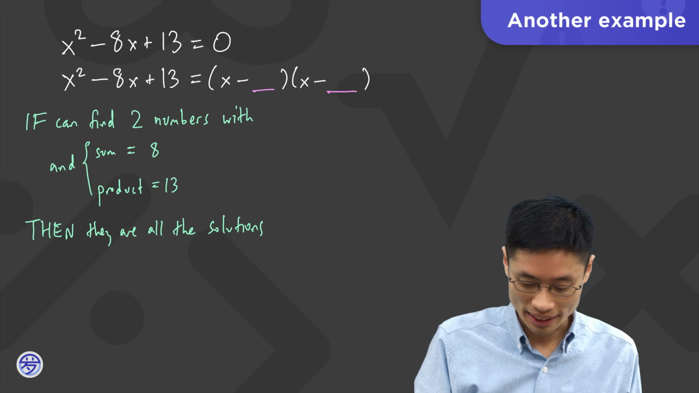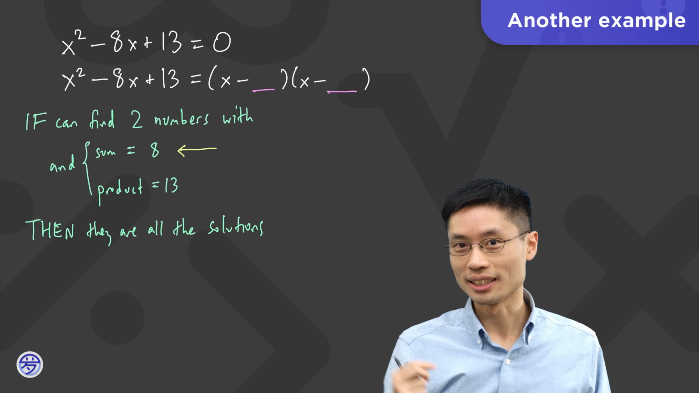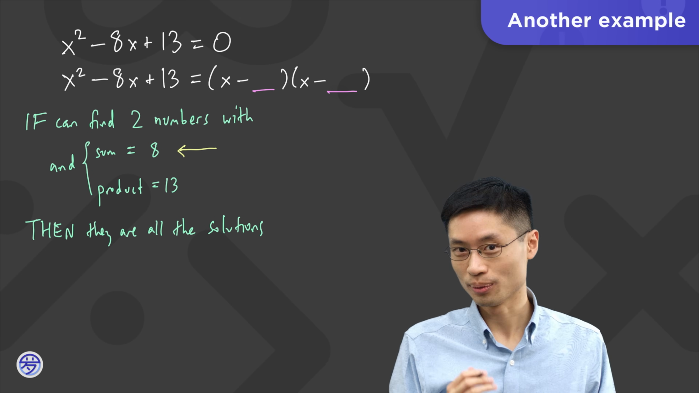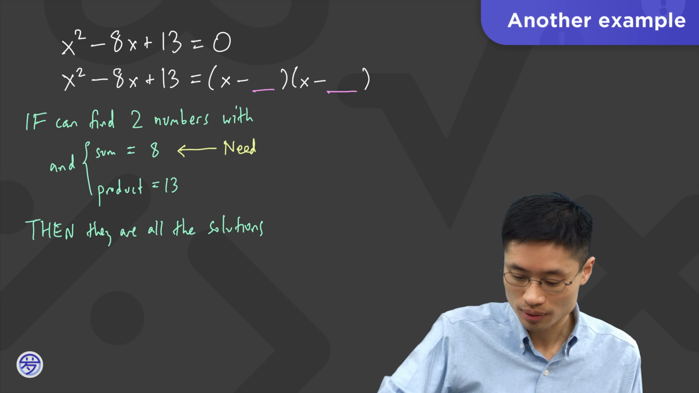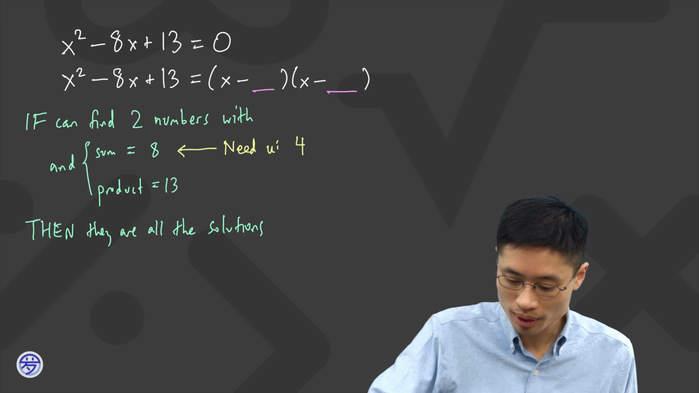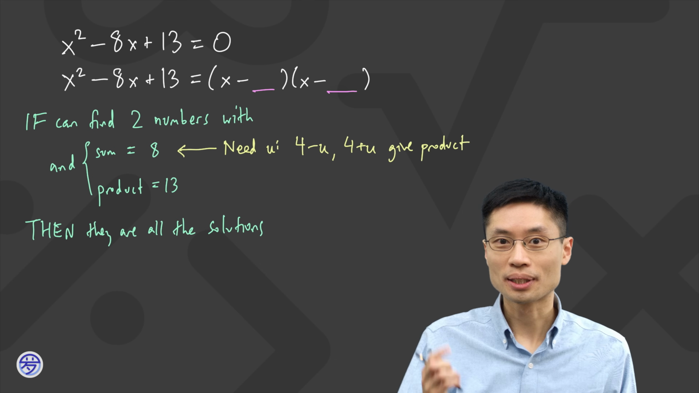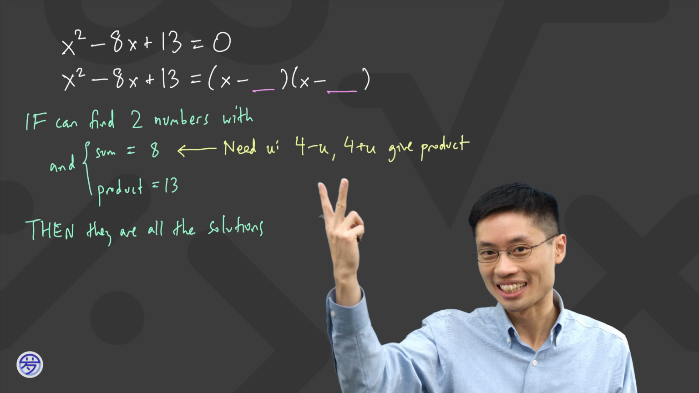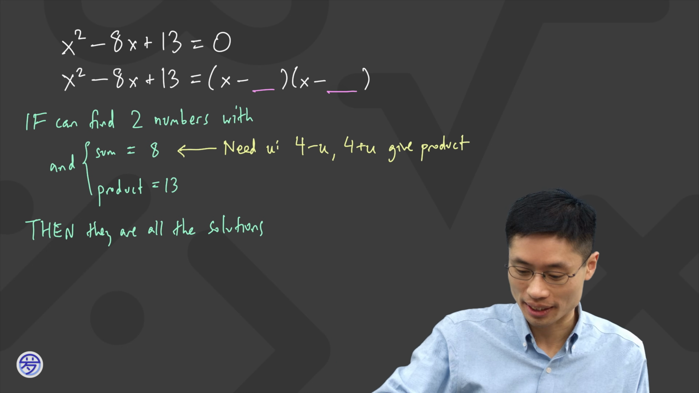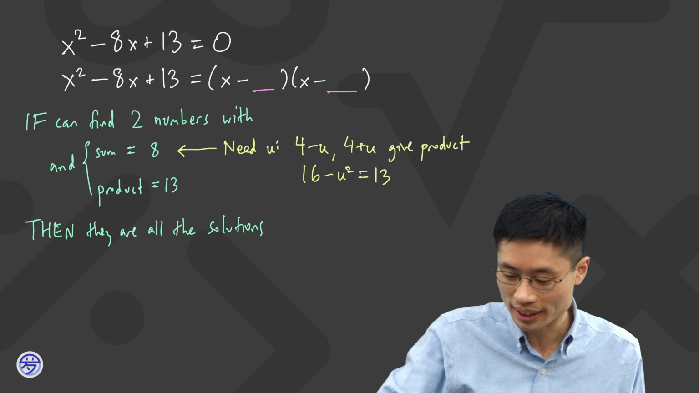But if we start from the sum instead, it's great. What would give me a sum of 8? Well, an average of 4 would give me a sum of 8. That means that I need to find a u so that 4 minus u and 4 plus u give the product, because they're already going to give the sum when I add them together. And if I multiply these two together, it's again going to have the middle terms canceling. That's exactly the same thing as 16 minus u squared being equal to 13.